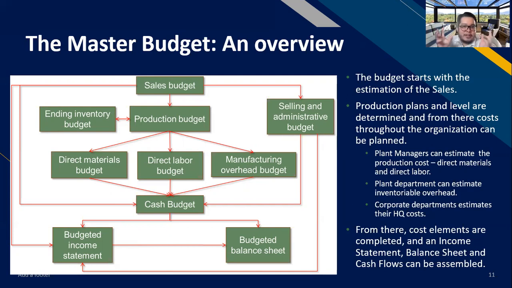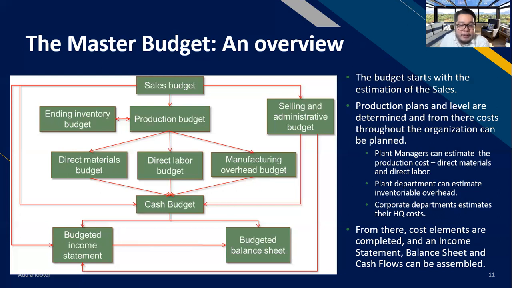Essentially, the budget starts with the sales budget. That's the first thing that needs to be estimated. Okay, gaano ba karami ang ibibenta natin this year? That's the first question. Why? Because everything else follows, right? So the budget starts with the estimation of sales because the amount of sales determines how much we should produce. If you tell me that you'll be selling 1.2 million units, then I will produce more than 1.2 million units. Okay? So production plans and the level of production will be determined once the sales budget has been approved.